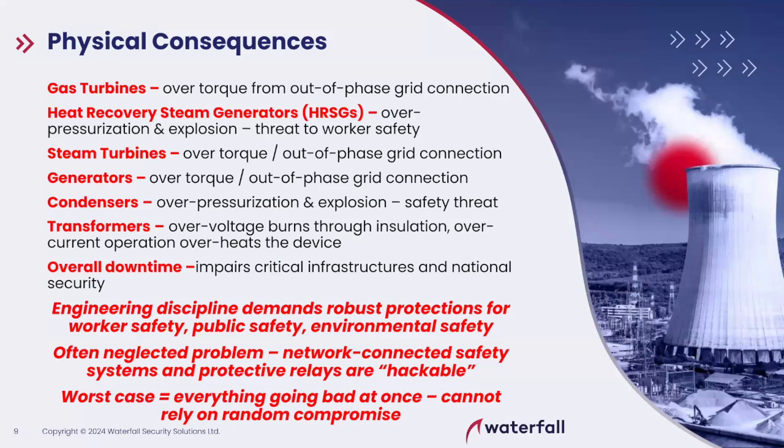Consequences. What are we talking about? When we're looking at a power plant, we're talking about gas turbines or steam turbines that could overtorque, that could be destroyed by manipulating a protective relay, tripping the breaker, disconnecting the generator from the grid for a fraction of a second, reconnecting it out of phase. And now there's so much torque, so much force on the turbine that the turbine's destroyed.